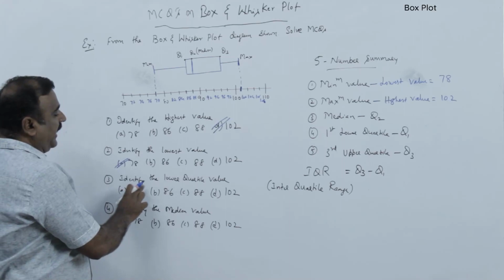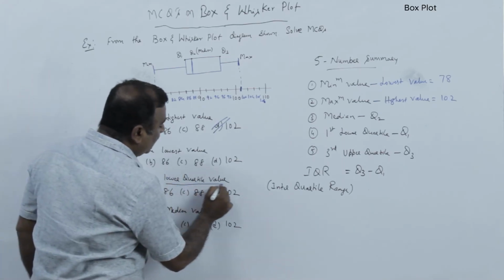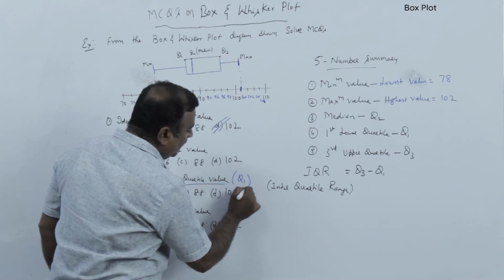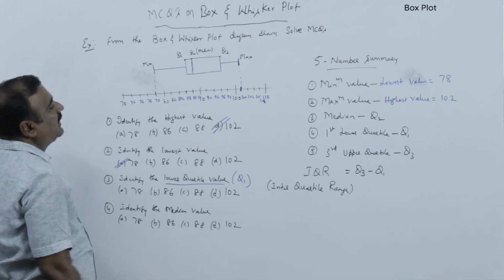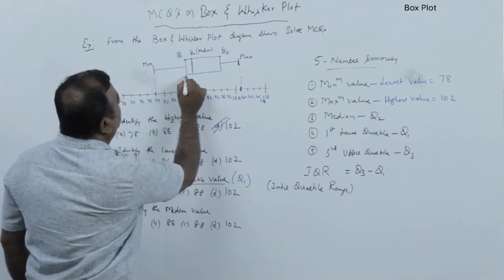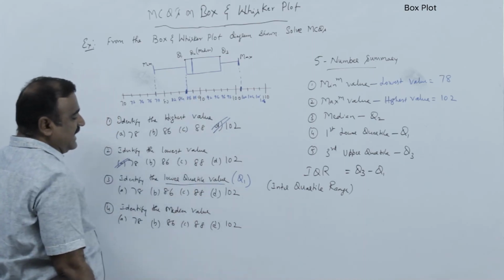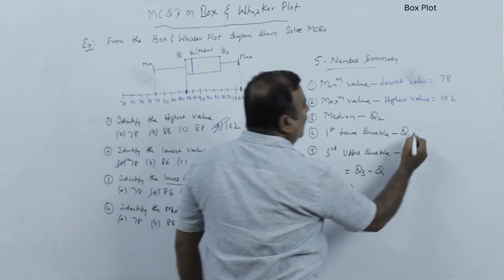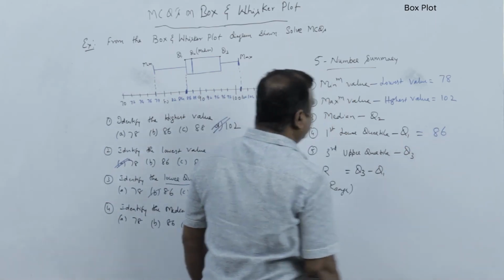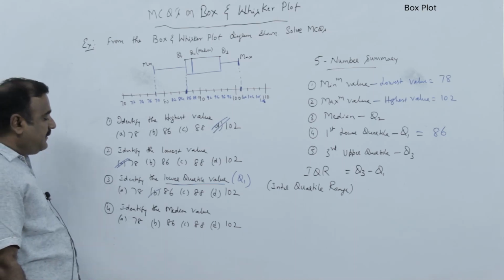Next is identify the lower quartile range. This is asking for Q1. What is the lower quartile range? Q1 is the lower quartile range. So this corresponds to this mark, that is 86. So the lower quartile range is 86. This is the value. Option B is the right answer.